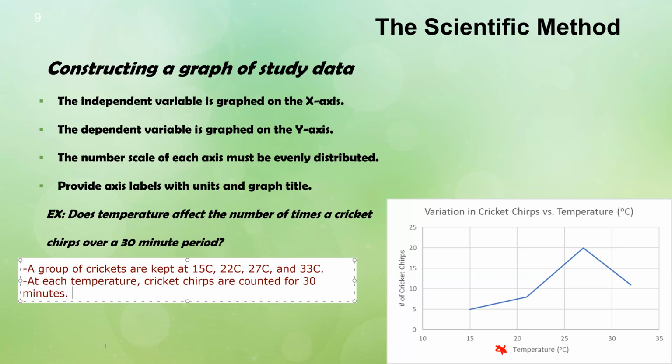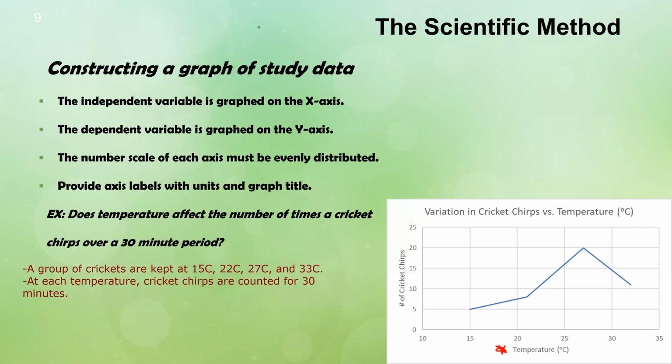Okay, that's my setup for my experiment. So my independent variable is temperature. I'm putting them at different temperatures. I want to see if temperature affects cricket chirps. So my temperature always goes on the x-axis, the independent variable. The dependent variable is always put on the y-axis. Okay, so the number of cricket chirps.